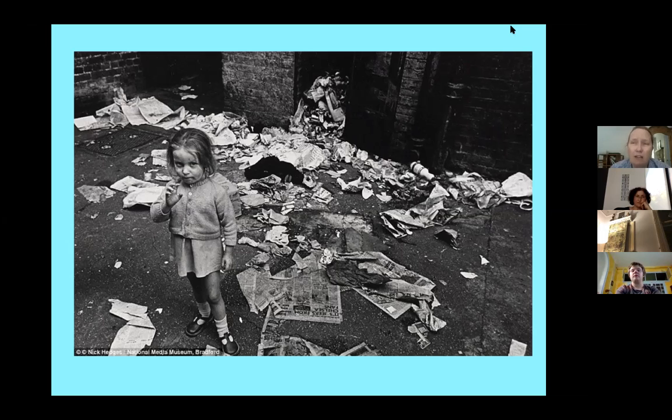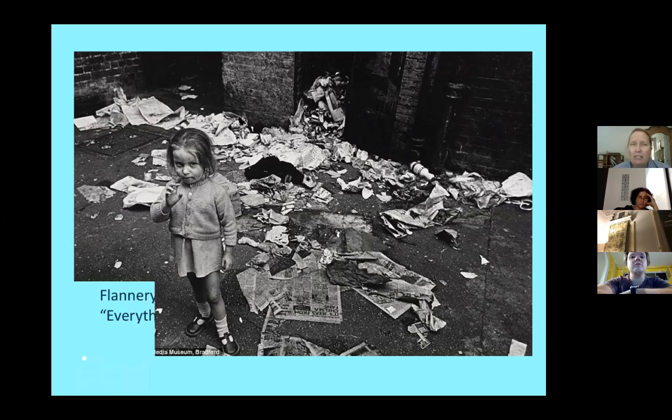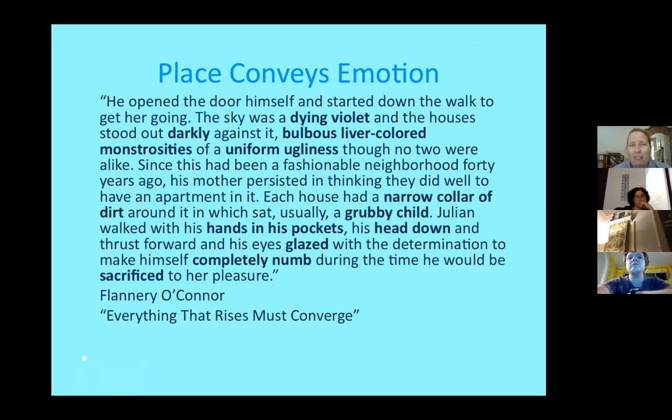It's conveying an emotion. Something that readers don't necessarily always get is that when you're reading about the landscape, that might be the boring part that you skip over in a book, but it's not the boring part if it's tied tightly, like that previous passage, to the emotion of the character. So let's say, instead of what it actually says, right now it says, he opened the door himself and started to walk to get her going. The sky was a dying violet, and the houses stood out darkly against its bulbous, liver-colored monstrosities of a uniform ugliness that no two were alike.